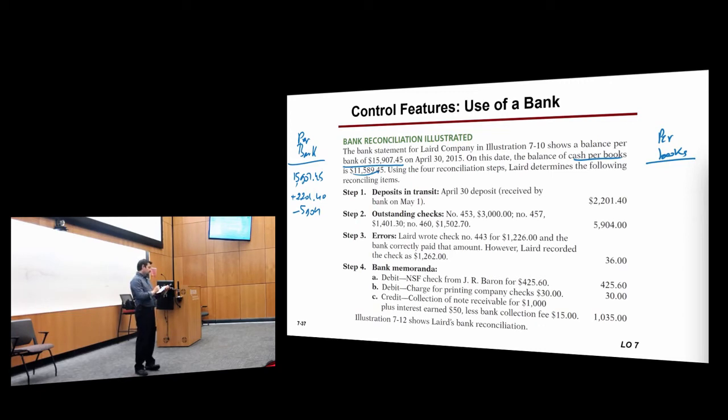Laird wrote check number 443 for 1,226 and the bank correctly paid that amount. Who made the mistake? The company. So when the company makes a mistake, you do not include that error correction for the bank balance, okay? So now who can use your calculator to tell me what's the actual adjusted balance per bank?